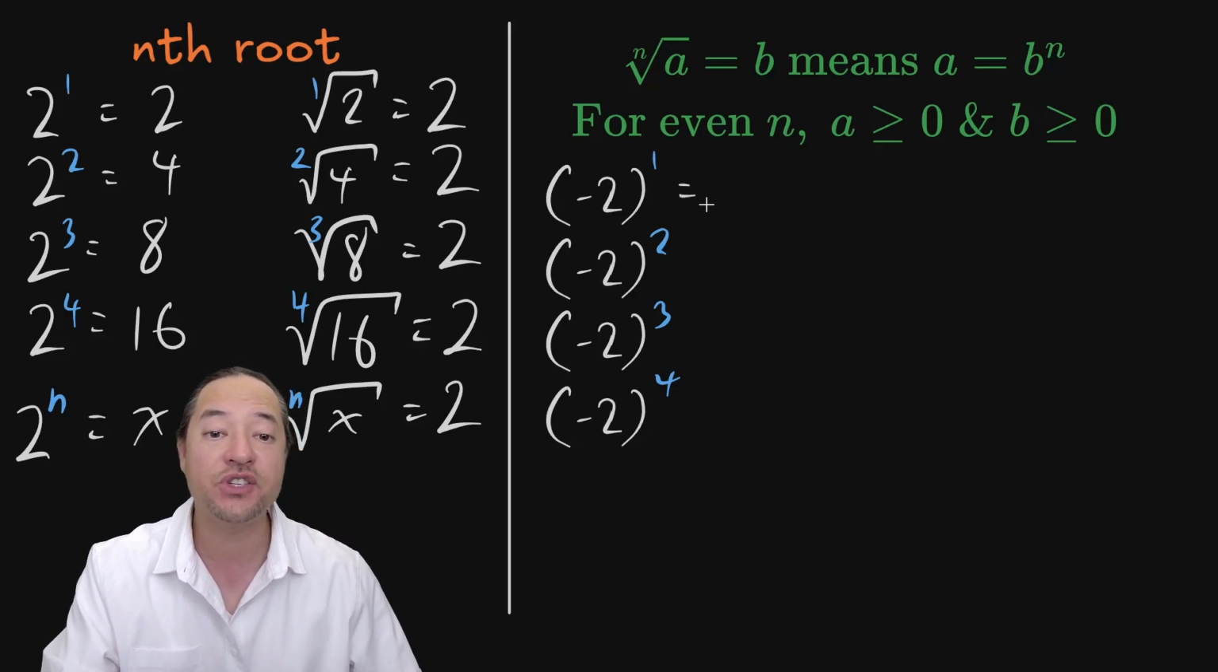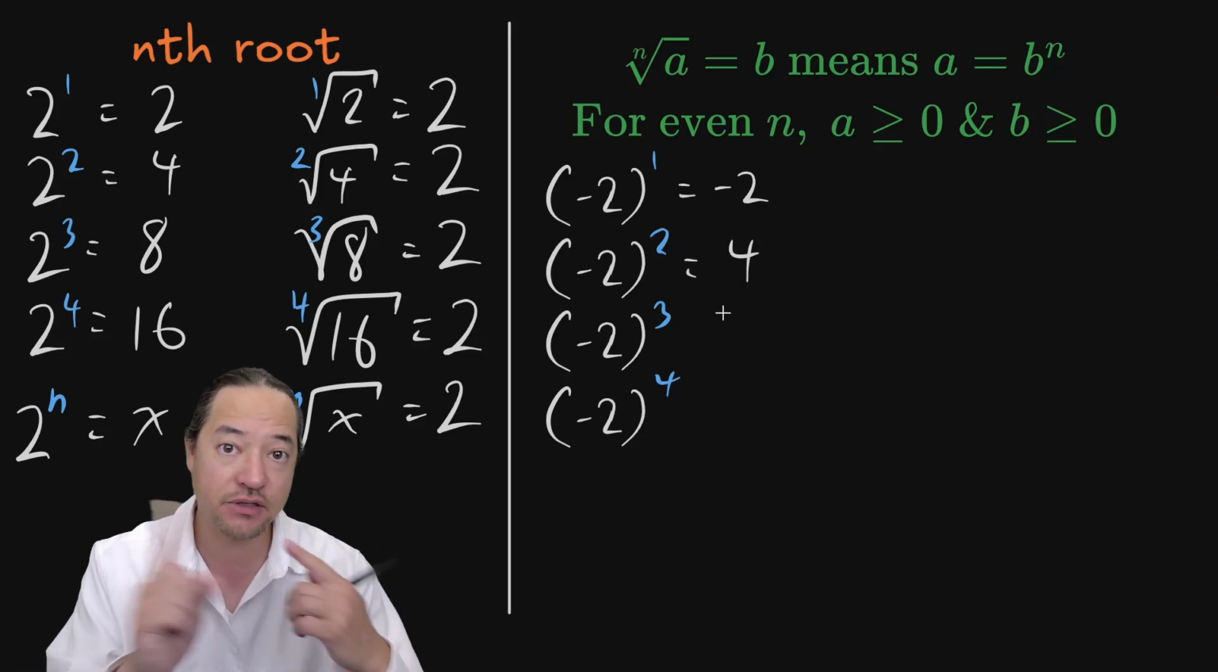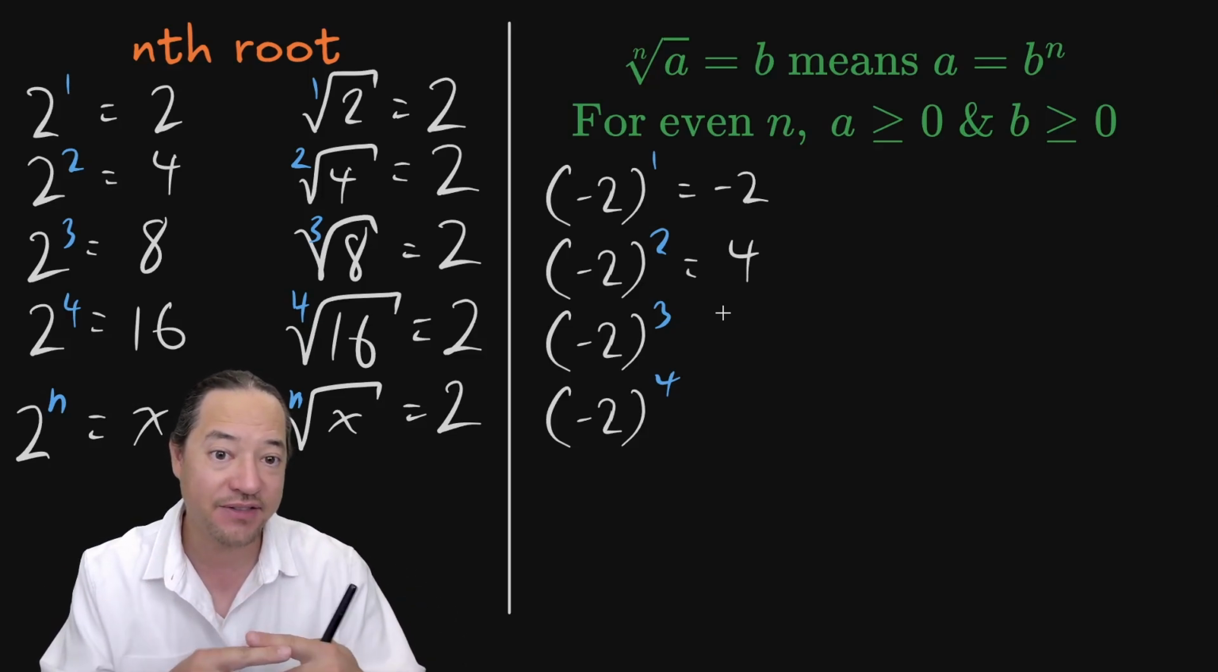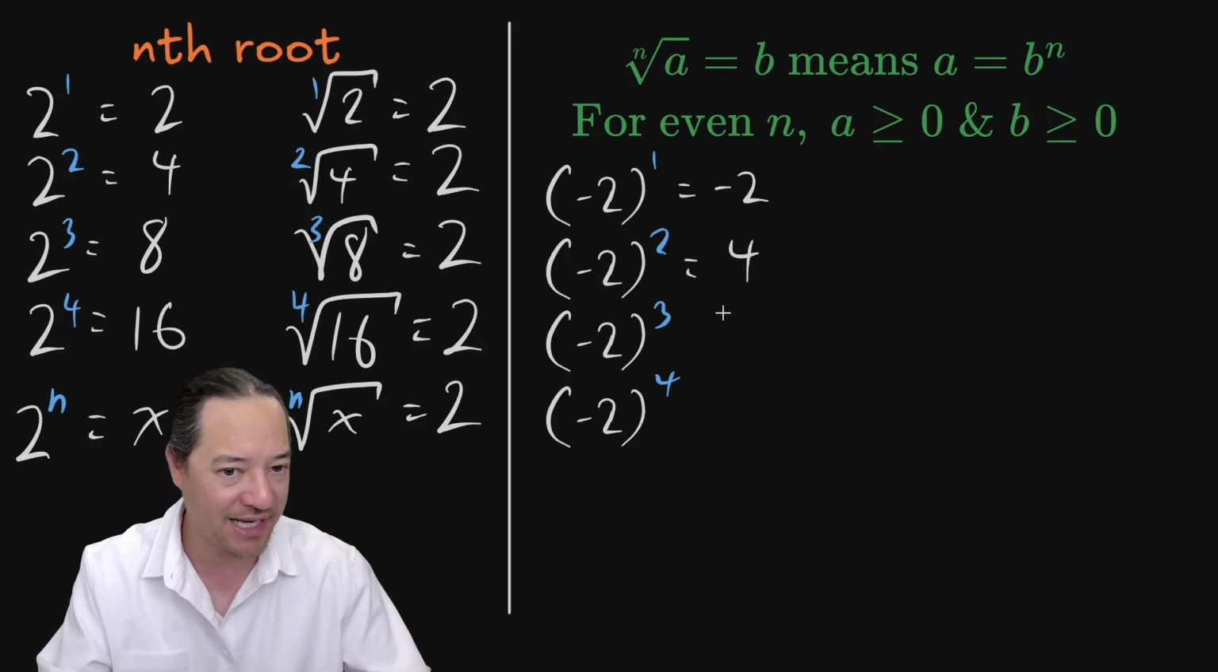Well, negative 2 to the first power, that's just negative 2, right? Negative 2 squared, well, that's actually going to be 4, isn't it? Negative 2 times negative 2, the negatives cancel. So anytime we have an even number of negative signs, they cancel out, we get a positive number.